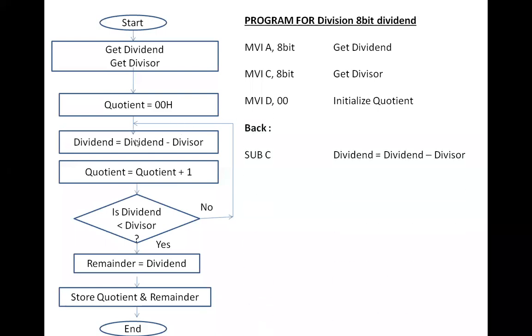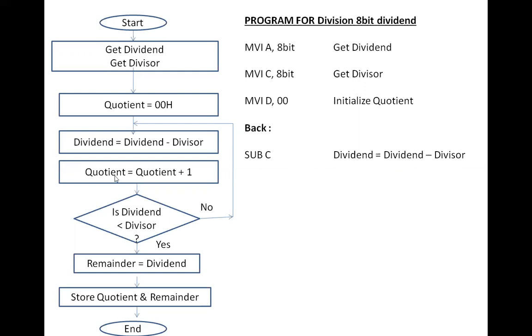Then what we are going to do, we are going to subtract the divisor from the dividend. Now the dividend is available in the accumulator and the divisor is available in the C register. So we will be using a simple instruction, SUB C. What this is going to do, it is going to subtract the content of the C register from the content of the accumulator. The content of the accumulator is the dividend and the content of the C register is the divisor. So dividend is equal to dividend minus divisor, and the result will be stored in the accumulator.